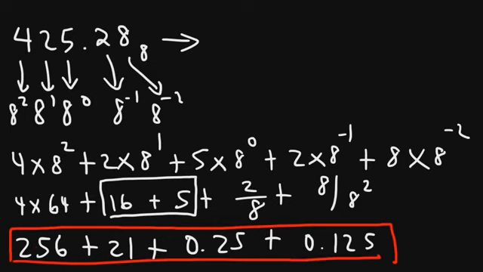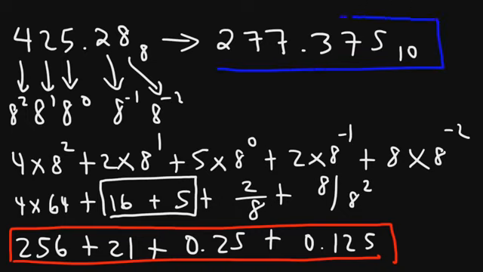So we have 256 plus 21 plus 0.25 plus 0.125. And so our answer is going to be 277.375 in the base 10 system. And so now you know how to convert a fractional octal number into a decimal number.